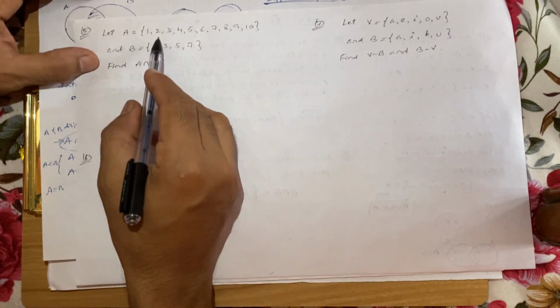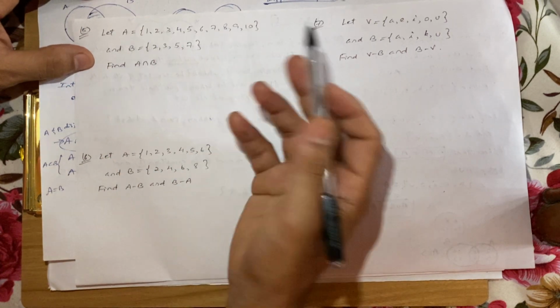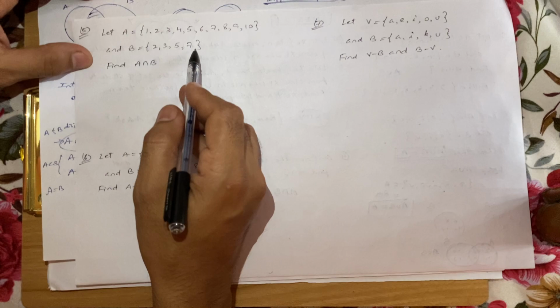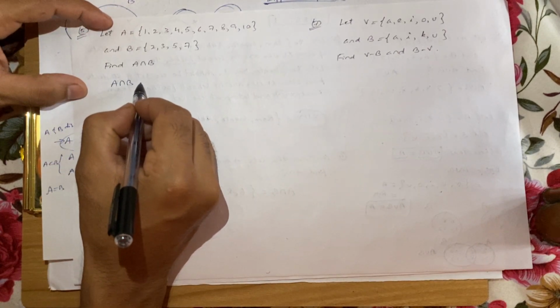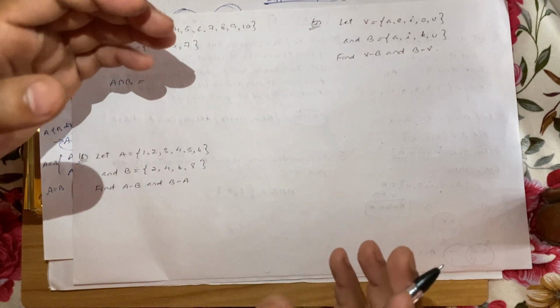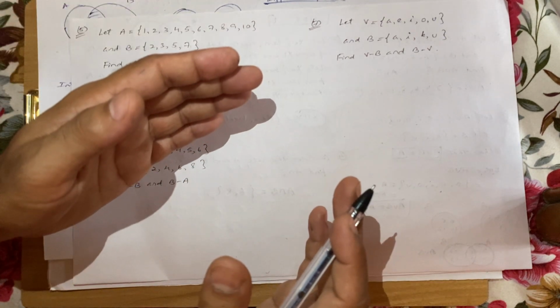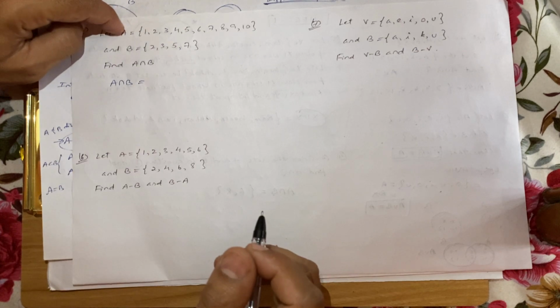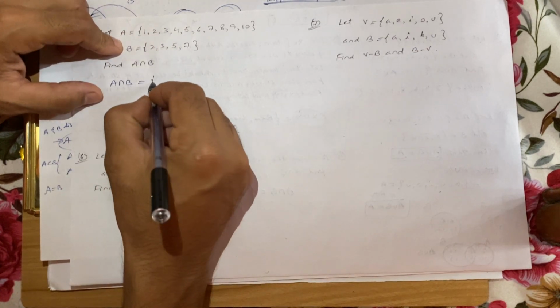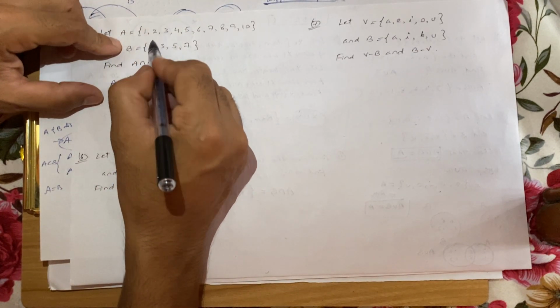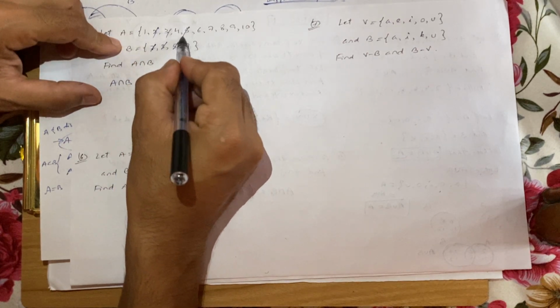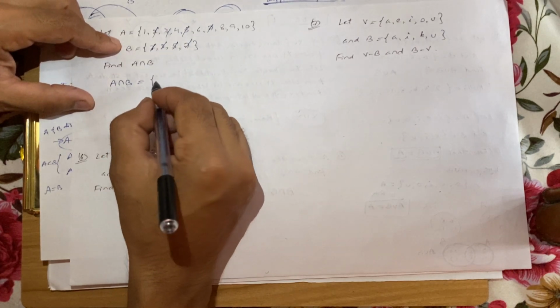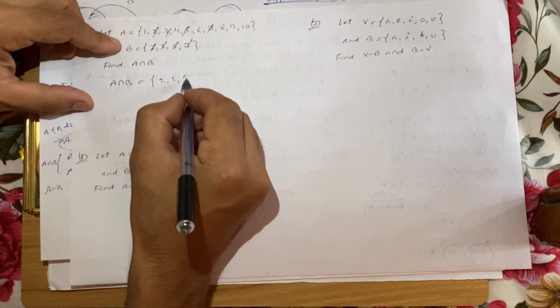Now the next one. Let A be 1 2 3 4 5 6 7 8 9 10, and B is 2 3 5 7. Find A intersection B. So A intersection B means a set of all the elements which are present both in the set A and the set B. So 2 is present in the set A and in B also. So 2 is fine, 3 is fine, 5 is also there, 7 is also there. So I'll write 2 3 5 and 7.